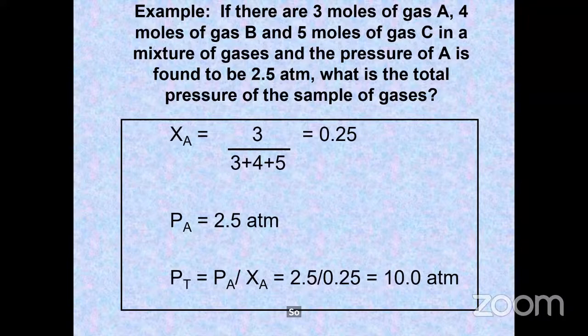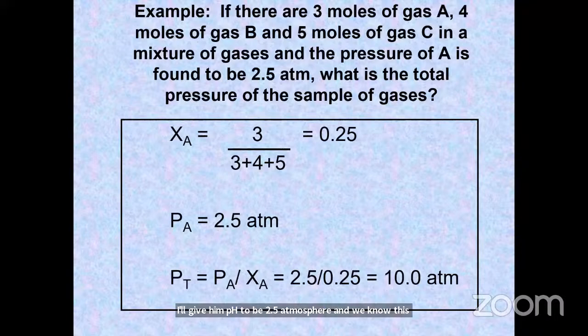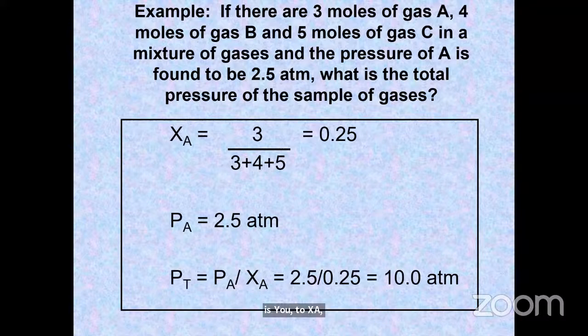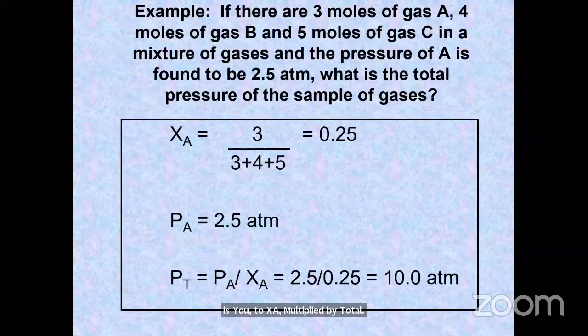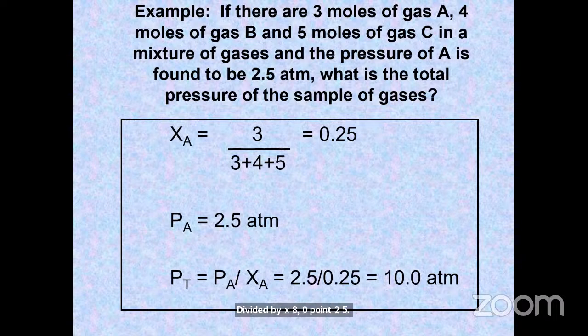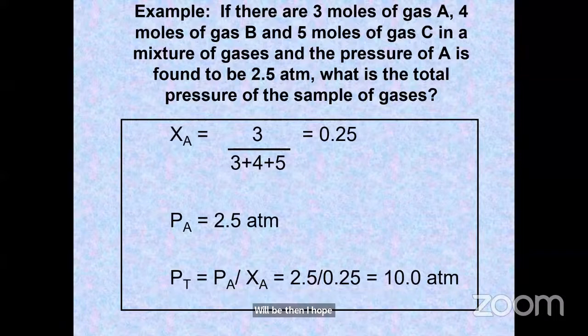So we are given PA to be 2.5 atmosphere, and we know this formula, PA equals XA multiplied by P total. So it means P total will be PA divided by XA. That will be 2.5 divided by XA 0.25. So it means the total pressure exerted by these gases will be 10 atmosphere. I hope we are following.